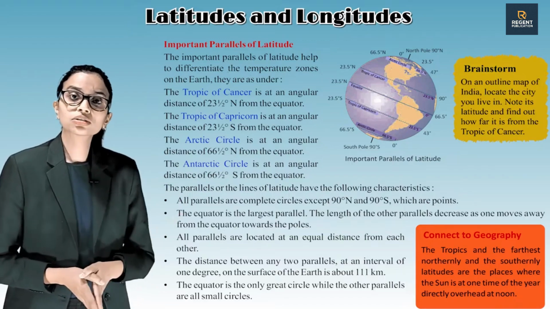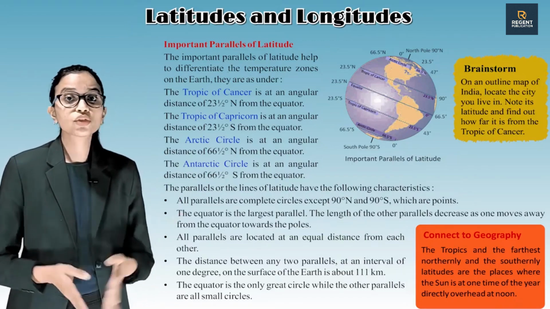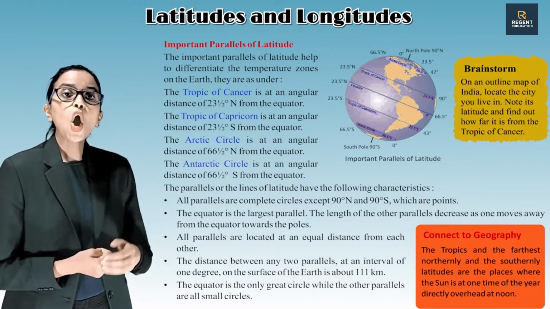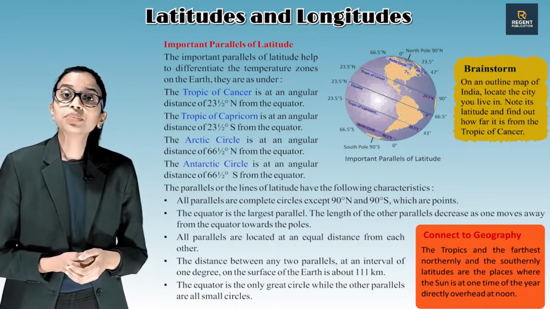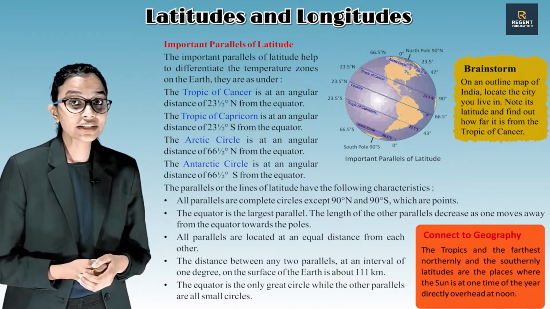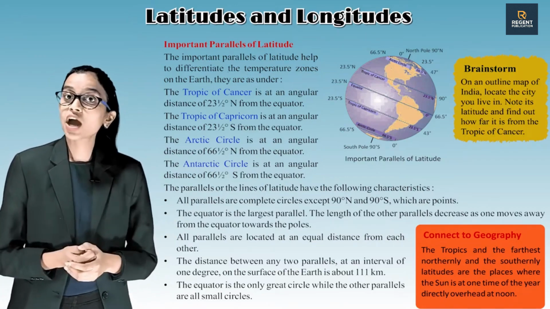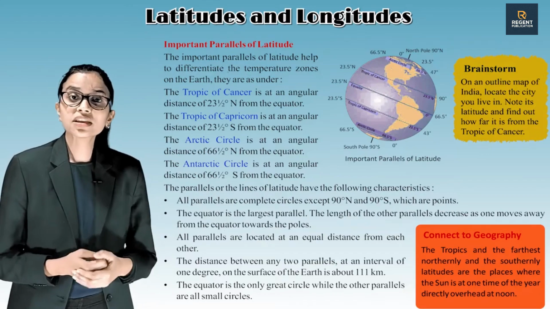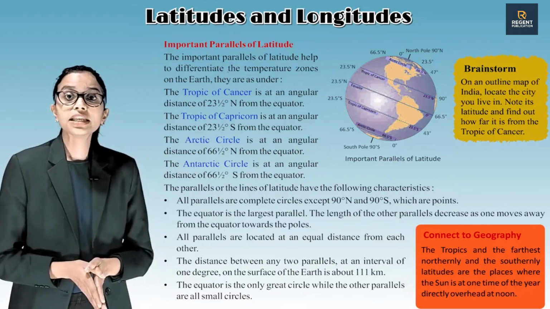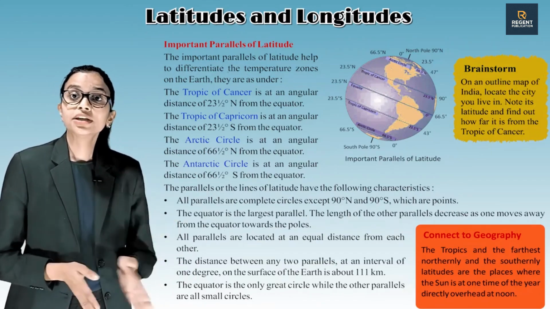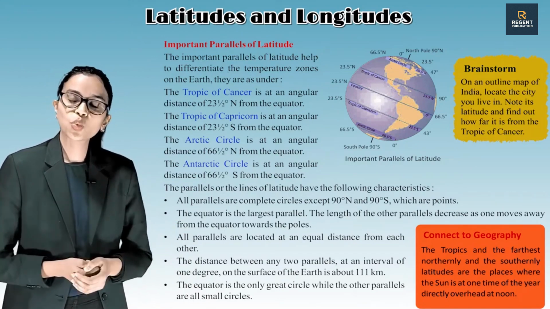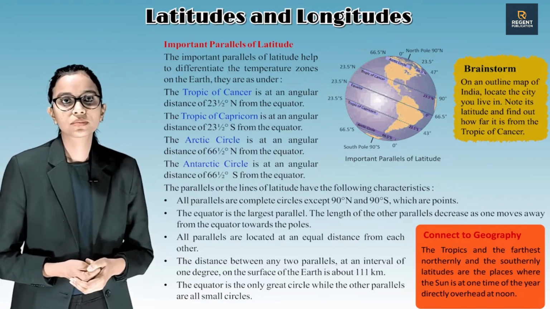The parallels or the lines of latitude have the following characteristics. First, all parallels are complete circles except 90 degrees north and 90 degrees south, which are points. The equator is the largest parallel. The length of the other parallels decreases as one moves away from the equator towards the poles.